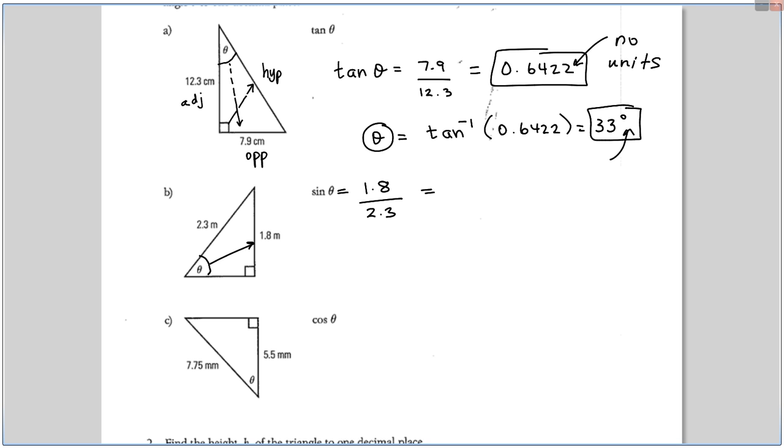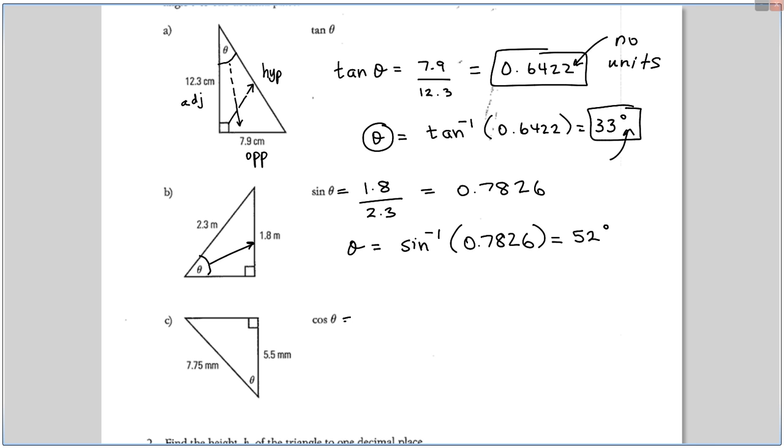1.8 divided by 2.3 is 0.7826. To find theta, you'd use second function sine of that answer. 51.5, which I'm going to round to 52. I used all the decimals, so I might be slightly more accurate. If you get 51, I'm okay with that.